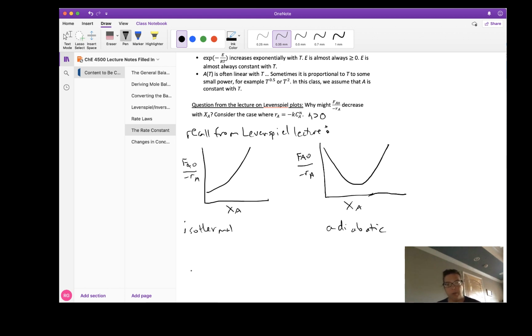So in the isothermal case, the temperature doesn't matter. The temperature is held constant. In that case, the rate is only a function of the concentration. So we'll say no T dependence. So in that case, we have up conversion, we have down concentration. That means we have down rate. And that means up 1 divided by the rate.